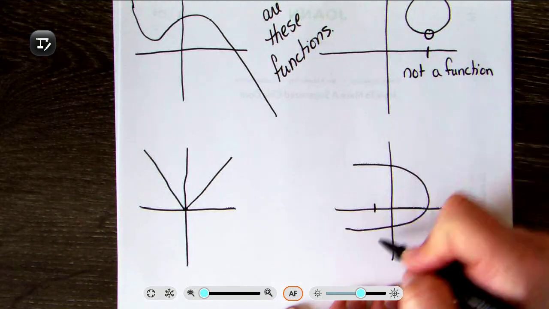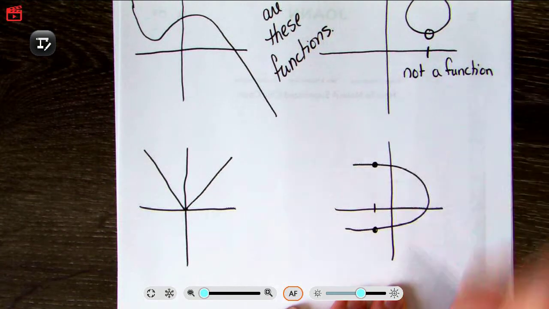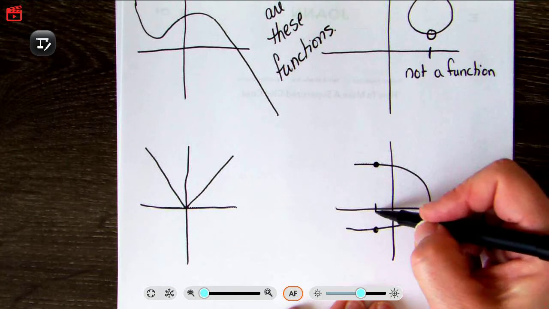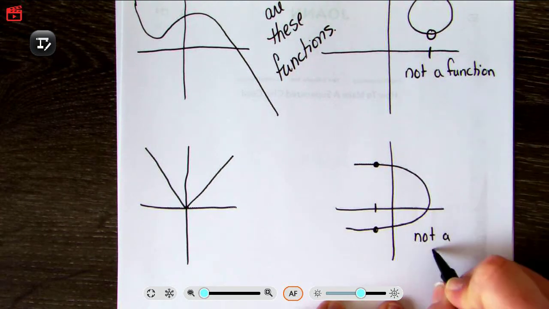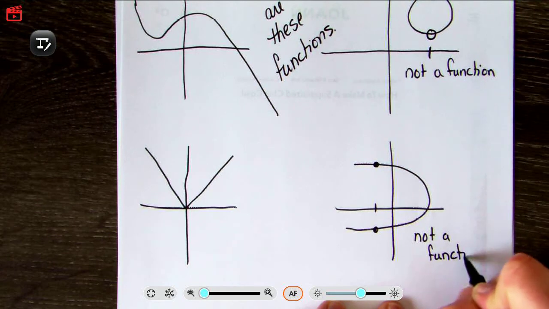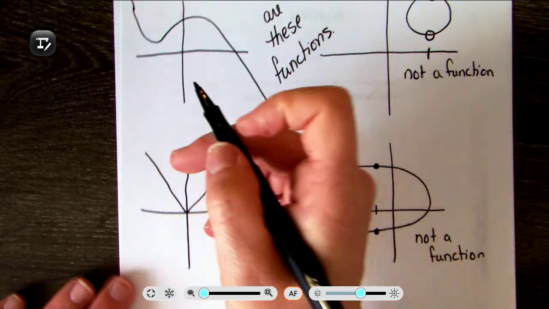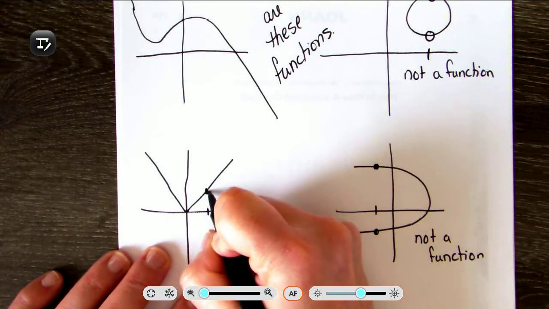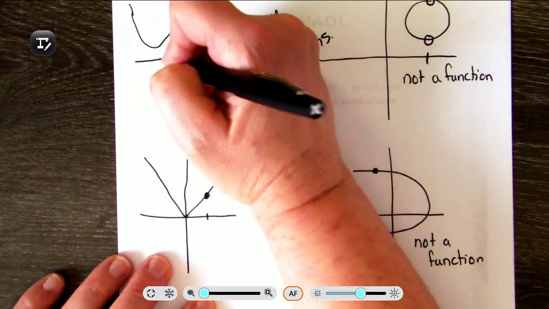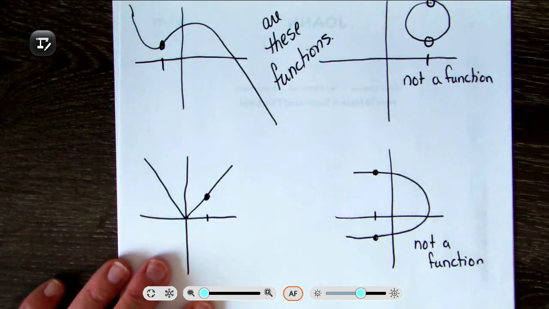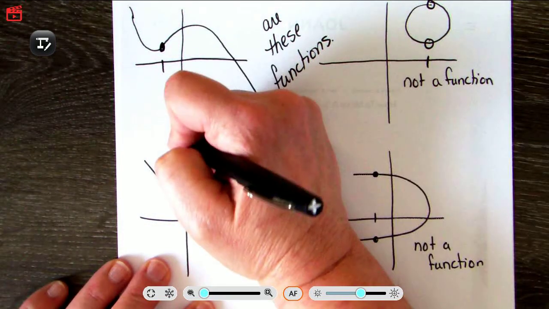This one here has two outputs for this input. It is not a function. These, here's an input. I have an output, one output. Here's an input, one output. These are functions.